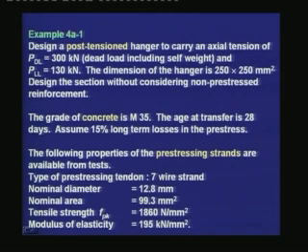The following properties of the prestressing strands are available from tests. Type of prestressing tendon is 7-wire strand. Nominal diameter is equal to 12.8 millimeters. Nominal area is equal to 99.3 millimeters square. Tensile strength fpk is equal to 1860 Newton per millimeter square, and modulus of elasticity is equal to 195 kilonewton per millimeter square.